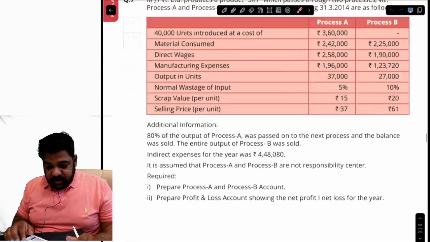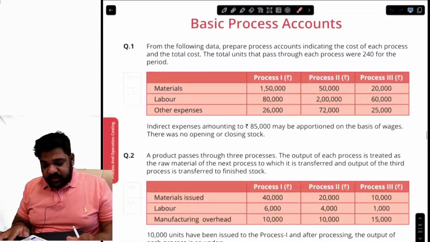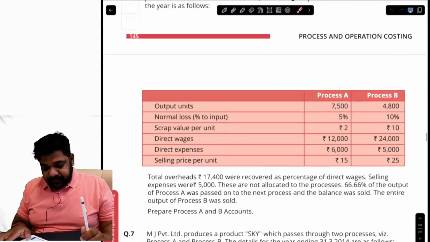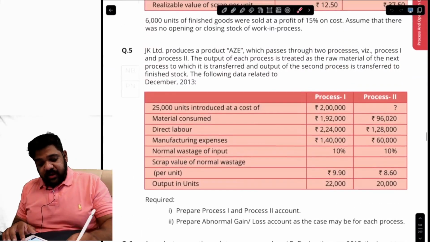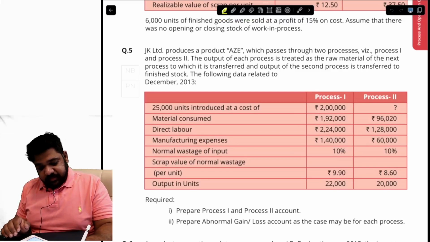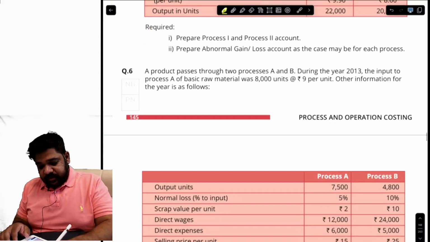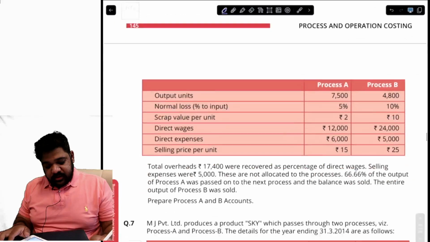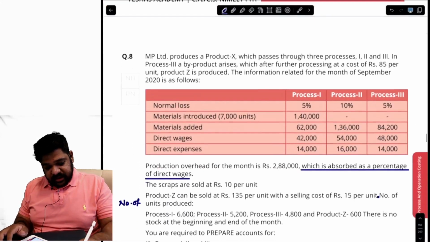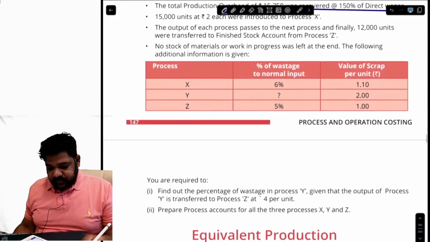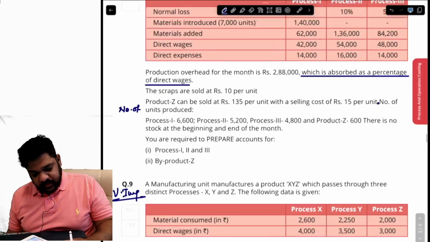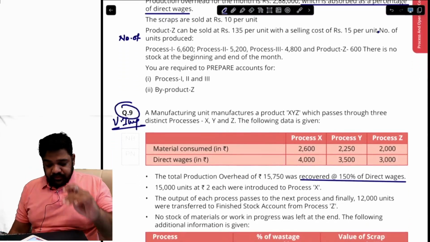Now, as far as important questions go, I'm going to mark a few. I will mark for you question number 5, 7, 8, and 9. So four of these.